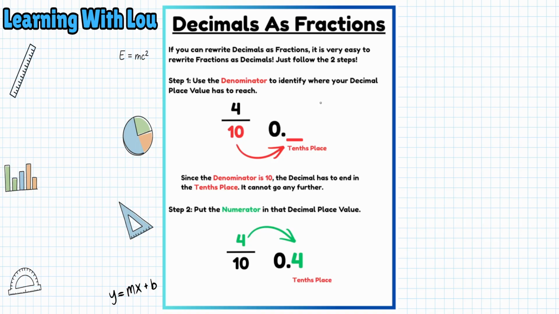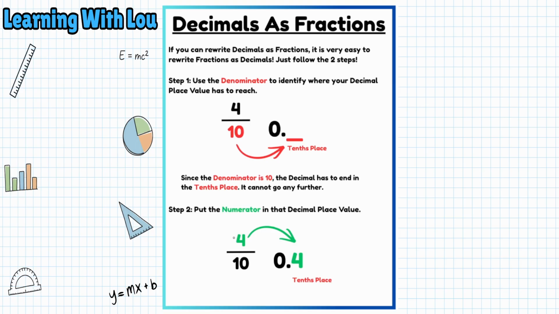Let's take a look at an example here. So we have 4 tenths that we want to rewrite as a decimal. The first thing you want to do is use your denominator to identify where your decimal place value has to reach. Now, I like to draw lines up until that place value, and you'll see what I mean in the next example too. So we have 4/10, I have 0 point, and then I just put a line under my tenths place because that's where I want to stop my decimal.